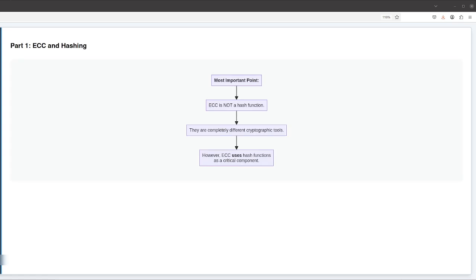ECC and hashing. Let's address the first point of confusion: hashing. The most important thing to understand is that ECC is not a hash function. They are completely different types of cryptographic tools with different goals. A hash function's job is to create a unique, fixed-size fingerprint of data. ECC's job is to perform operations related to public and private keys. However, while they are different, they work together. ECC uses hash functions as a critical component in its operations, especially for digital signatures.